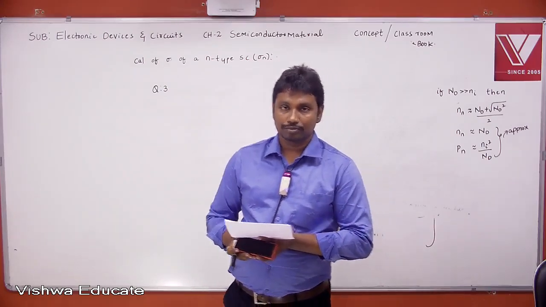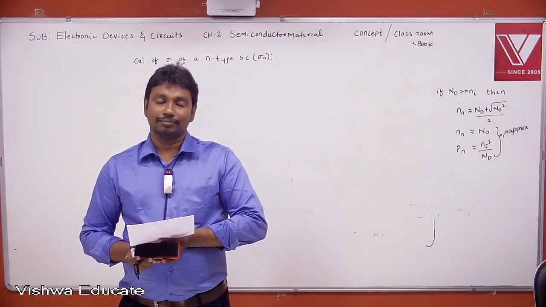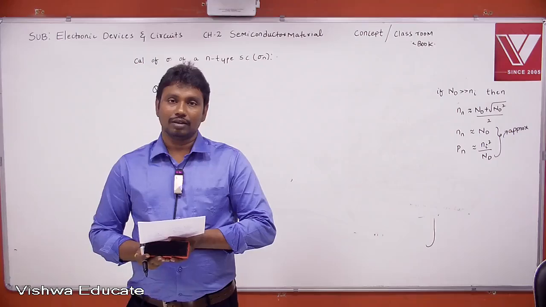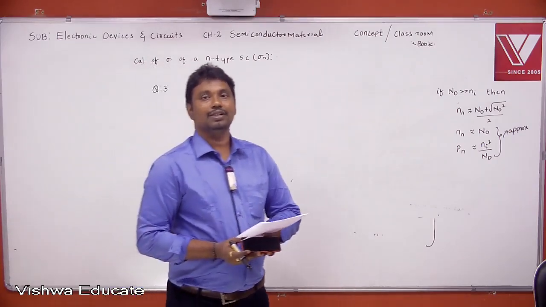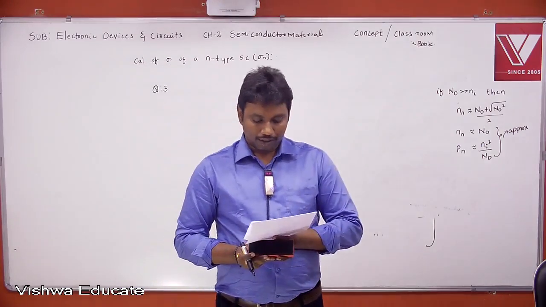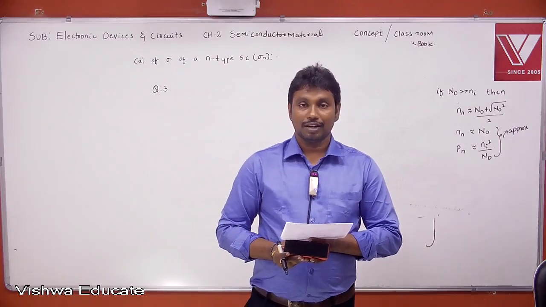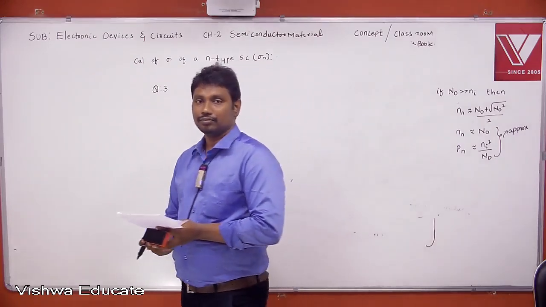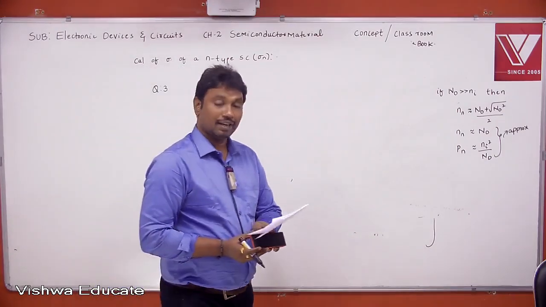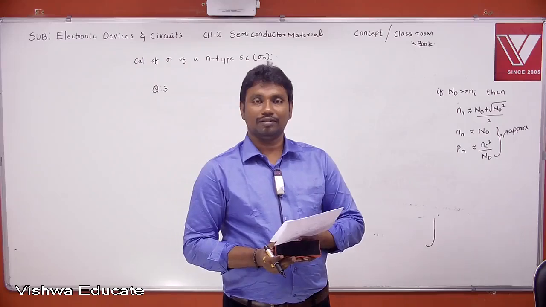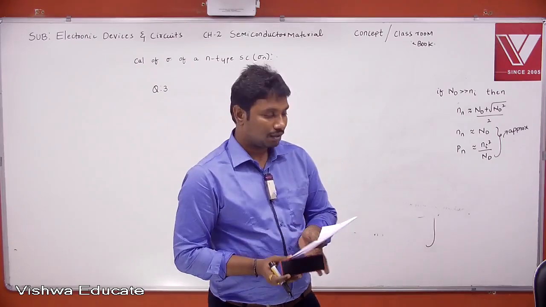Mu n equal to 1300 centimeter square per V second. Calculate: the first bit, carrier concentrations; the second bit, conductivity.